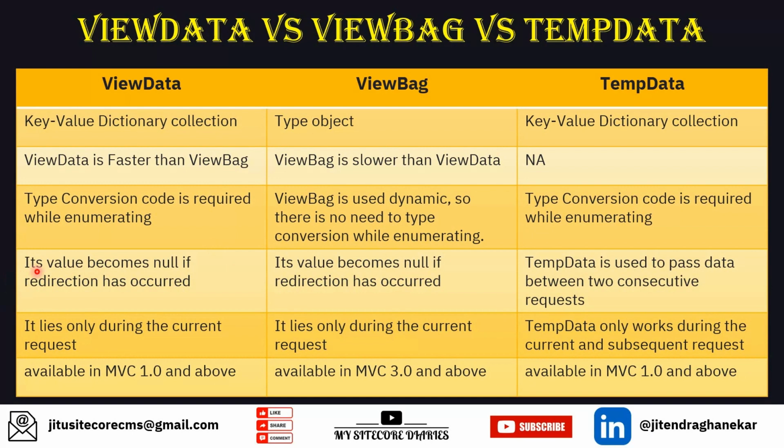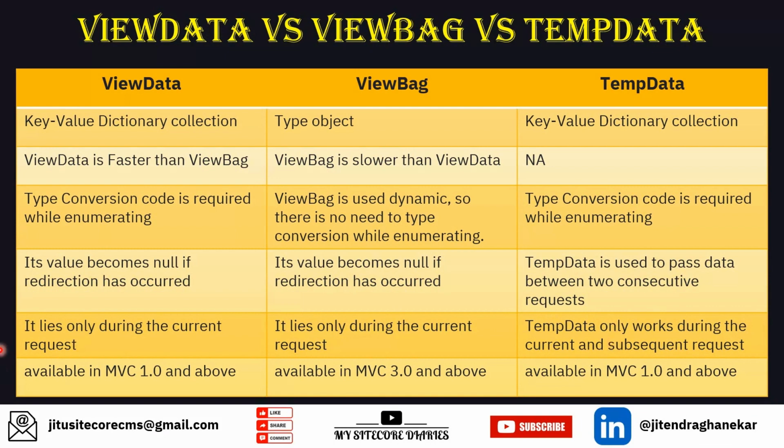What happens to its value if redirection has occurred? It becomes null. Whenever the ViewData is used and there is a redirection, then that value will become null. Similarly, ViewBag will work the same way. It will become null. So if there is a redirection, then you have to use the TempData. TempData is used to pass data between two consecutive requests. ViewData lives only during the current request. ViewBag works the same way. It lives only during the current request, whereas TempData works during the current and subsequent request also.